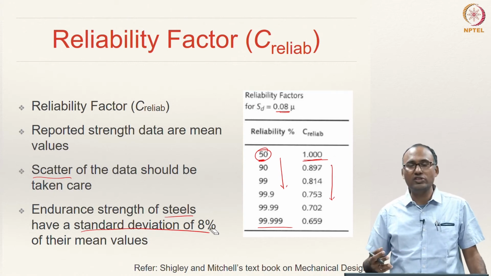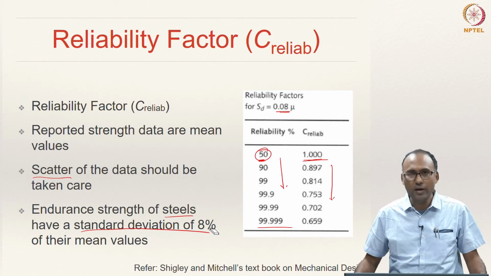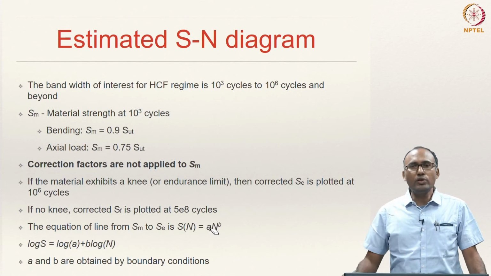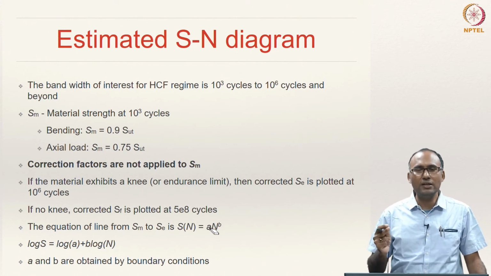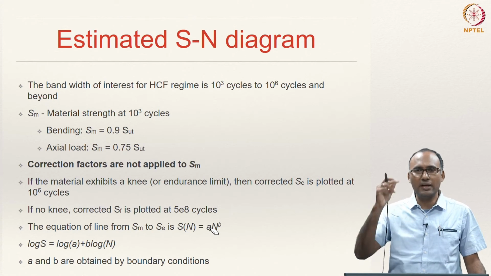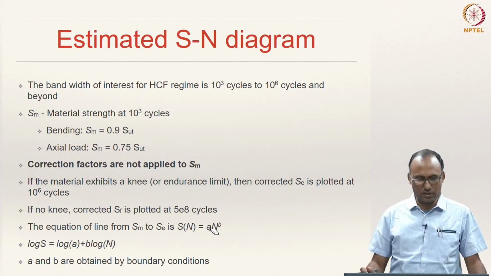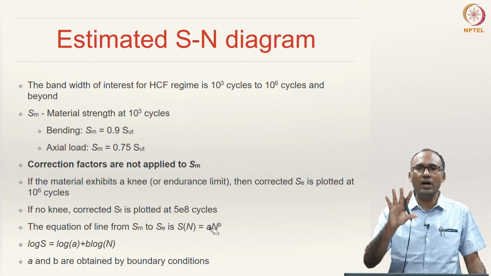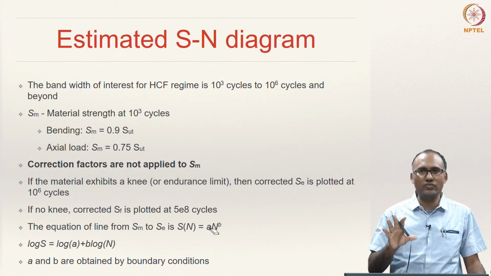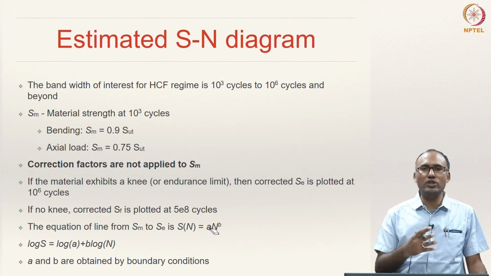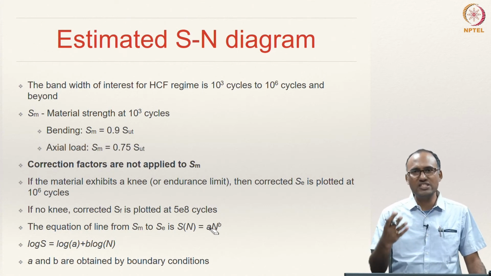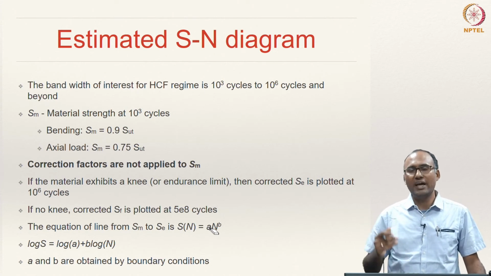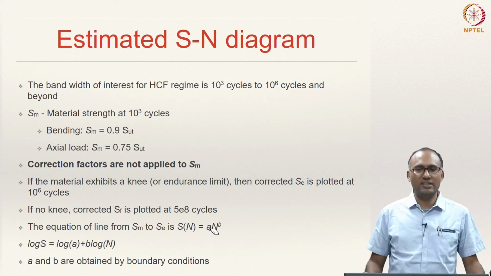And this is again, as we have discussed, true for steels; for other materials this may be different. So, now we have looked at all these factors: load factor, size factor, surface factor, temperature factor and reliability factor. So, we have looked at 5 correction factors. After calculating these 5 correction factors, you need to correct your endurance strength by using the formula: SE, the corrected endurance strength, is equal to C load times C size times C temp times C surf times C reliability multiplied by SE prime. SE prime is your uncorrected endurance strength.